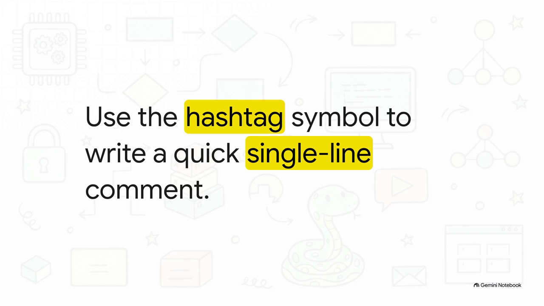So how do we actually write one? Well, to leave a quick single line of explanation, we just use the hashtag symbol. Anything you write on that line after the hashtag becomes completely invisible to Python when it runs the program. It's the perfect quick little tag for a brief explanation.